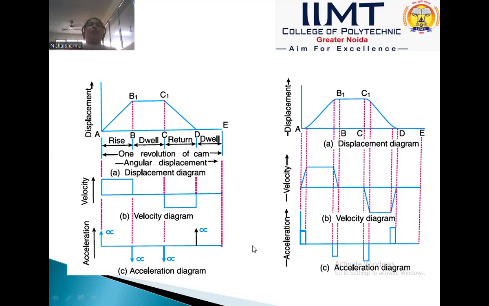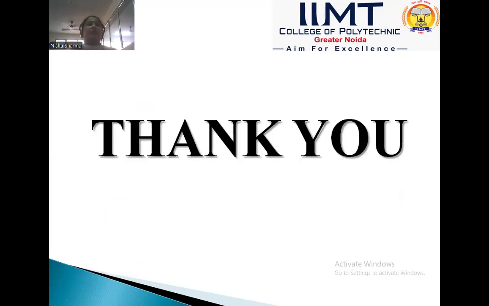To avoid the infinite value, we avoid the sharp edges and take a curve at this position, and we get some finite amount of acceleration. Okay, so that is all about the displacement diagram of the cam when it moves with uniform velocity. Okay, thank you.